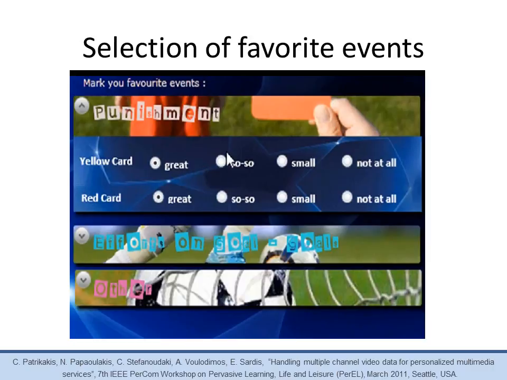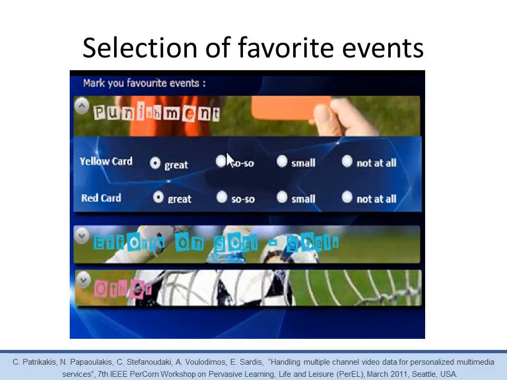This screenshot shows that there are 4 levels to characterize the importance that each event has for every user. It's great, so-and-so, small, or not at all. The concept is that during this soccer game, and based on the importance the user has given to each event, he will receive the corresponding annotations. For example, goals, offsides, dropped balls, throw-in, etc.